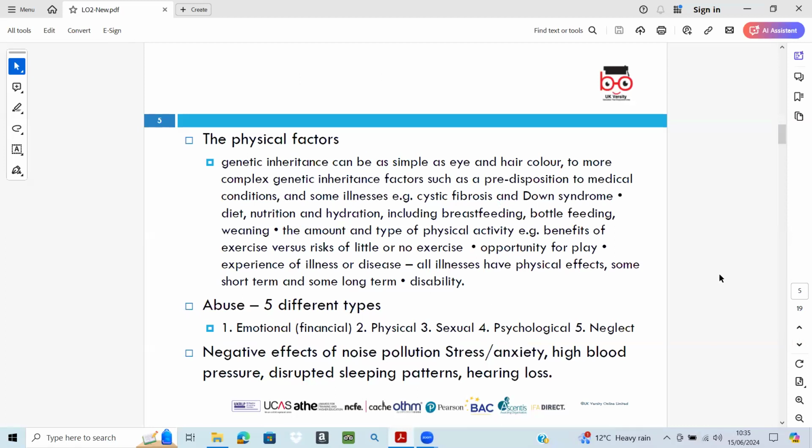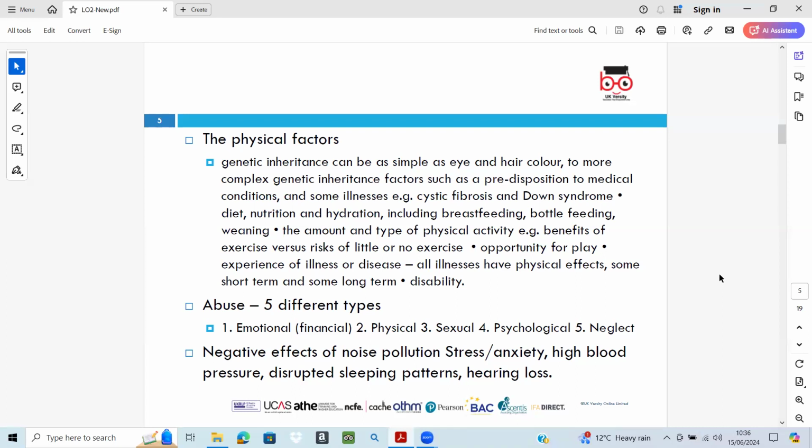Right. In the next slide, we have the physical factors and abuses, negative effects of pollution, stress. Physical factors include the biological elements and physical conditions that influence an individual's growth and development. This includes everything from genetic inheritance to nutrition and physical activity.